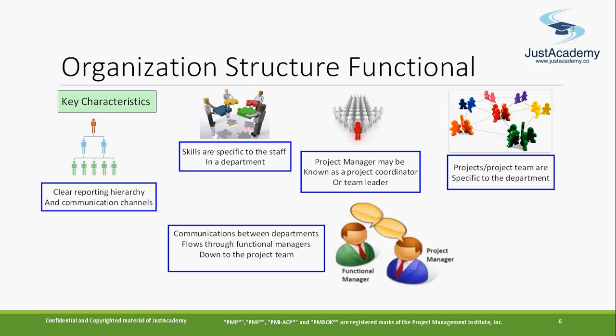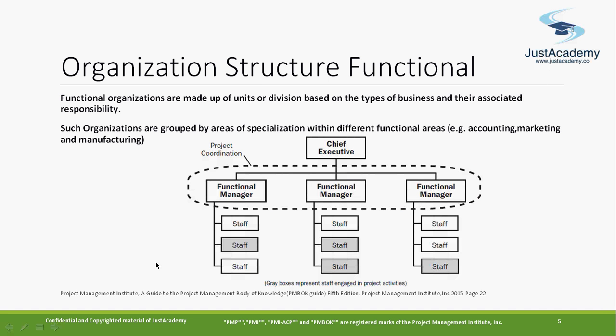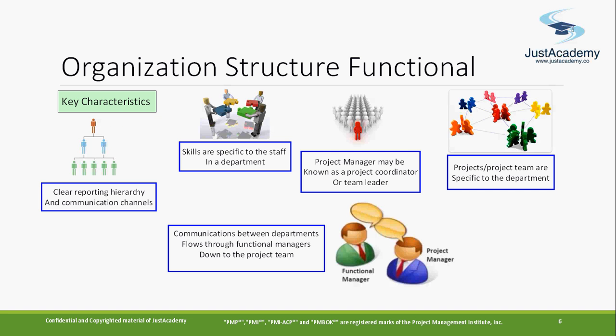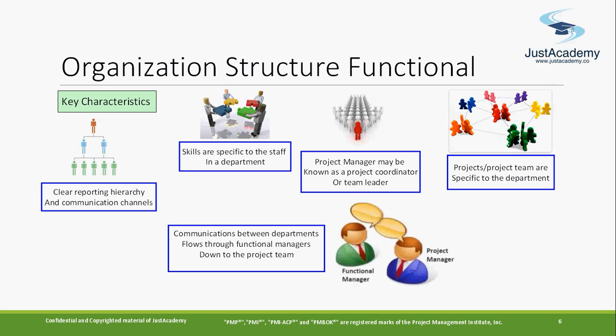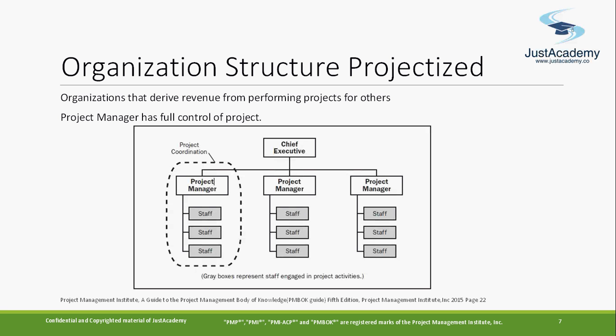The project manager may be known as a project coordinator or team leader. Here the project manager works as a project coordinator, because he reports to the functional manager. His job is to work part-time in his own department as well as support the project activities. So they are part-time in nature, and the project team members are specific to the department. They will be working for their department. That's why, if you see the diagram, the project manager reports to the functional manager. The project manager is on the receiver end, and the functional manager is on the sender end.